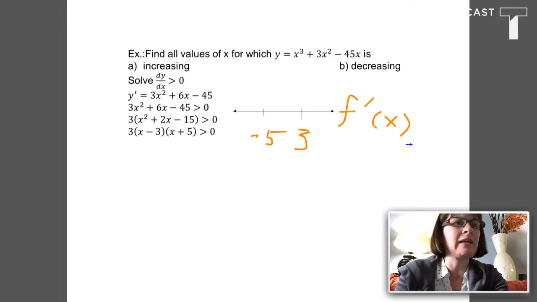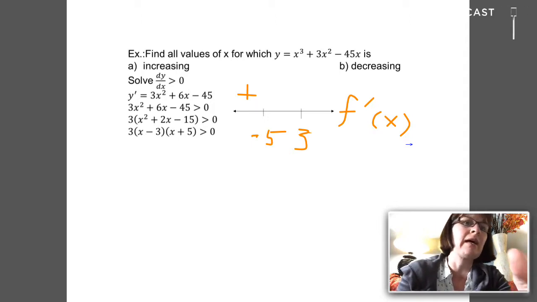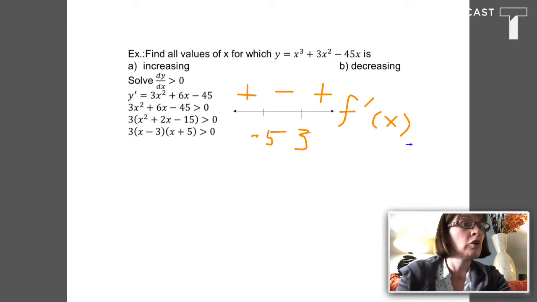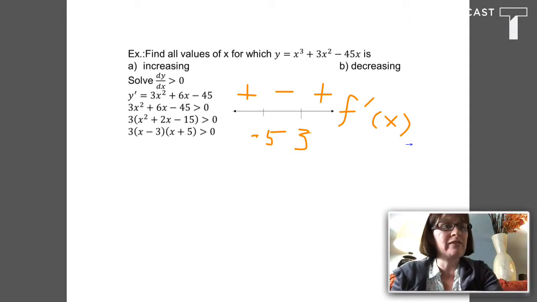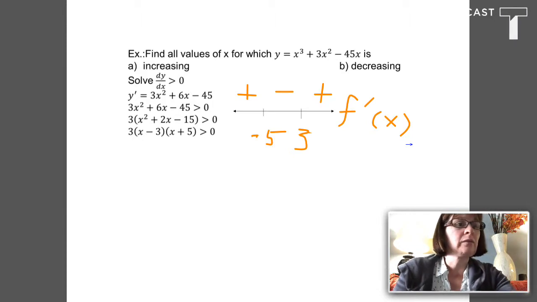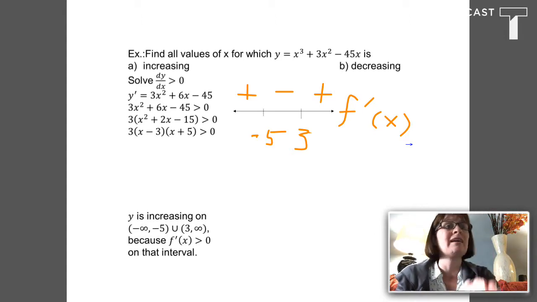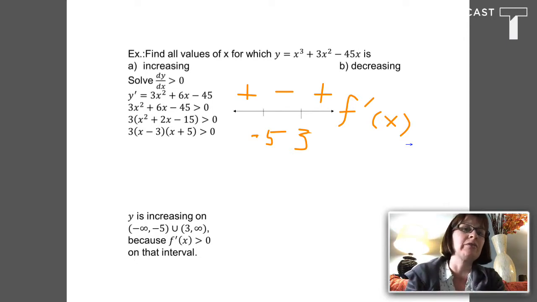If I plug in a number less than negative 5, it turns out I'll multiply a negative times a negative. The result will be positive. If I plug in 0, I'm going to get 3 times negative 3 times positive 5. The result would be negative. If I plug in numbers bigger than 3, I'm going to get a positive result. And now we can go back to understanding what that polynomial inequality was asking. What values of x make the derivative have a positive result? And we can see here, there's two sections of our number line for which we had positive results. That's the section from negative infinity through negative 5, and also the section from 3 to infinity.